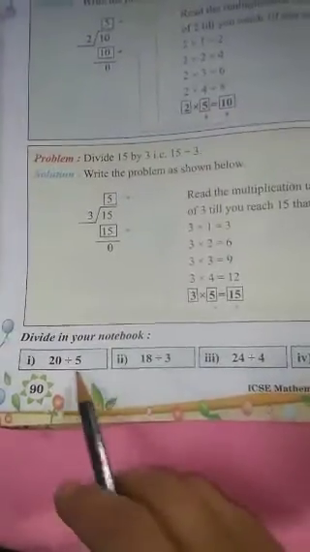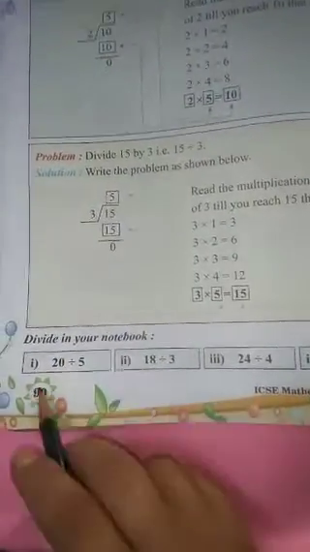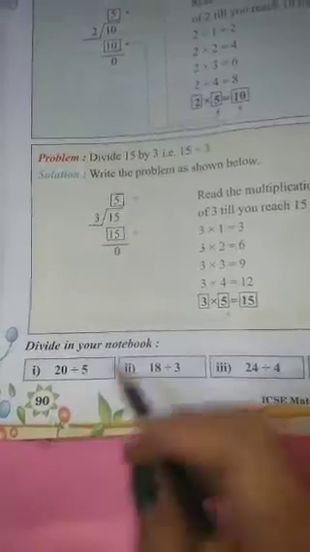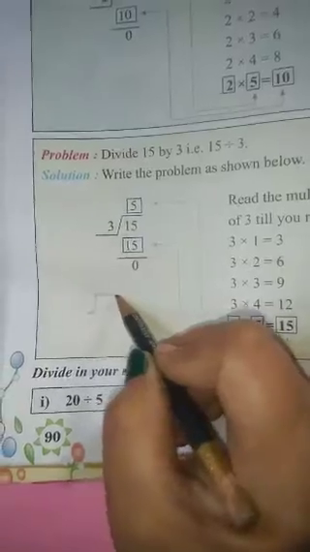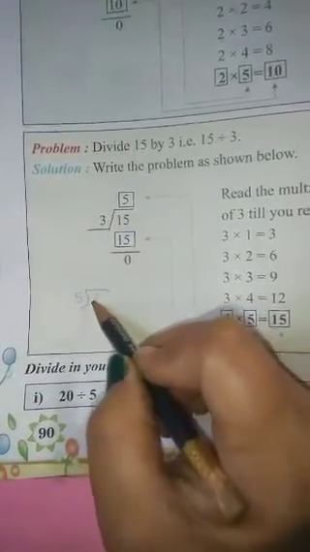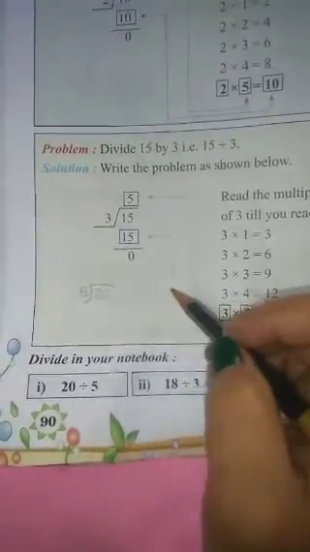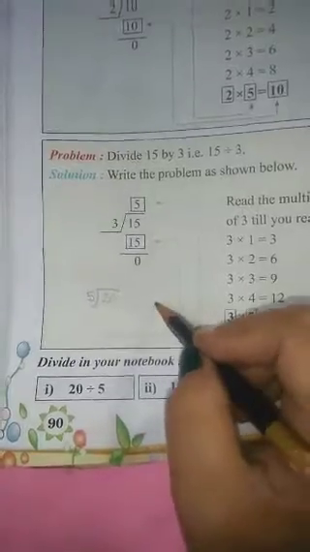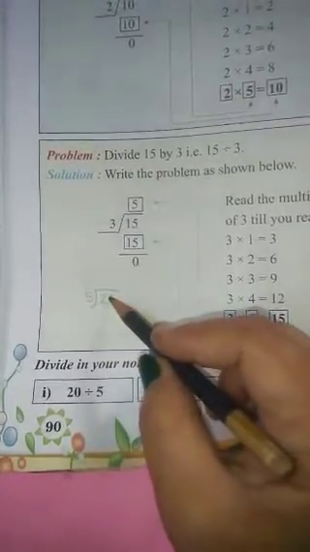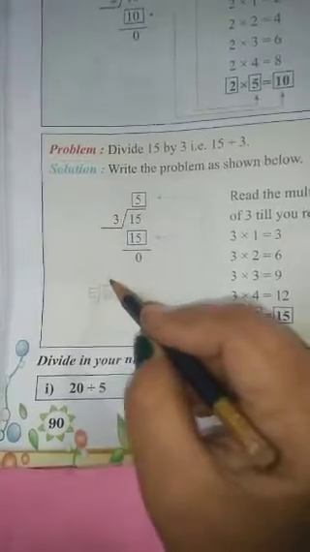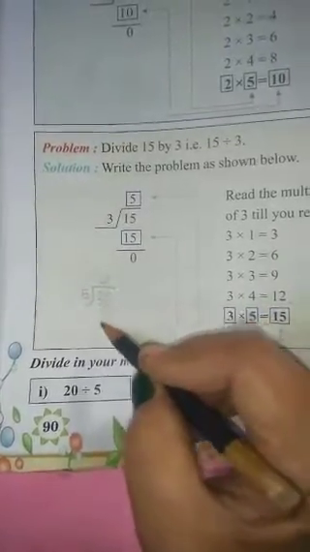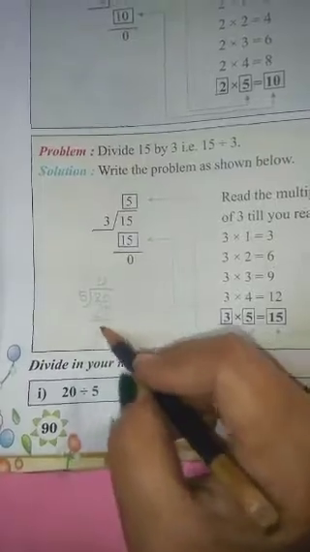So here you have some work to do. Divide in your notebook 20 divided by 5. We'll write 5 outside and 20 inside. Now we'll multiply. 5 1s are 5, 5 2s are 10, 5 3s are 15, 5 4s are 20. We get 20 when we multiply 5 with 4. So 5 4s are 20. So 20 minus 20 equals 0. You will do this work in your notebook in this way.